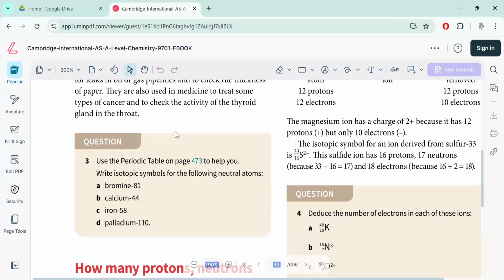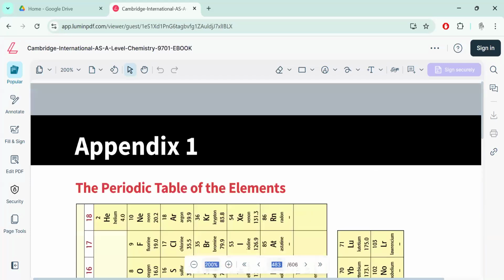So I'm going to see. So we have bromine, which is Br right here. We have calcium, and then iron, which is Fe, and then palladium. Palladium would be Pd. So I don't really remember the atomic number.